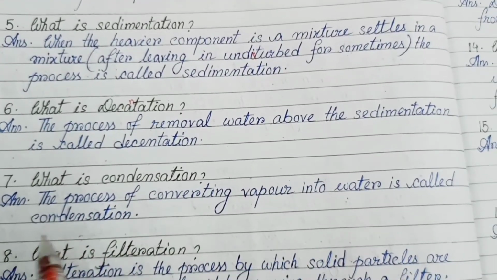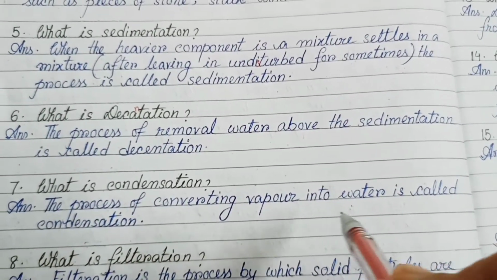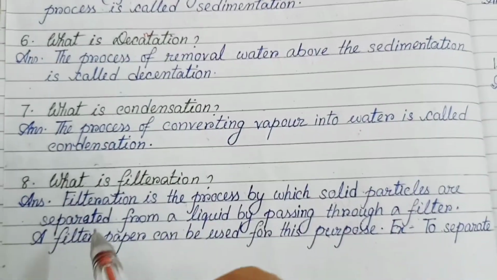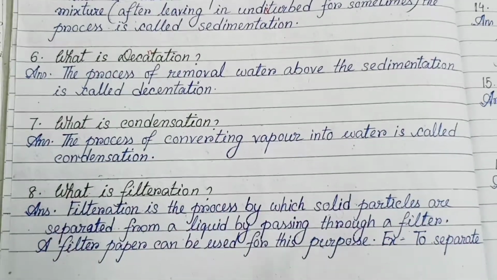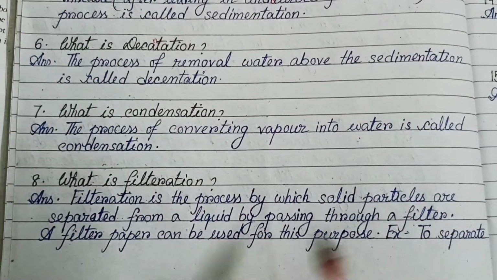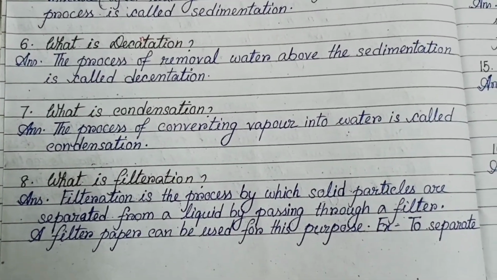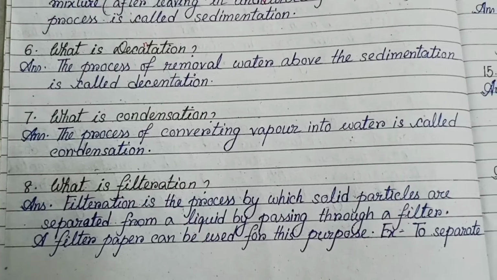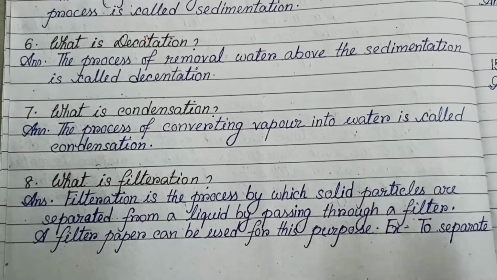What is condensation? The process of converting vapor into water is called condensation. What is filtration? Filtration is the process by which solid particles are separated from a liquid by passing through a filter. A filter paper can be used for this purpose.